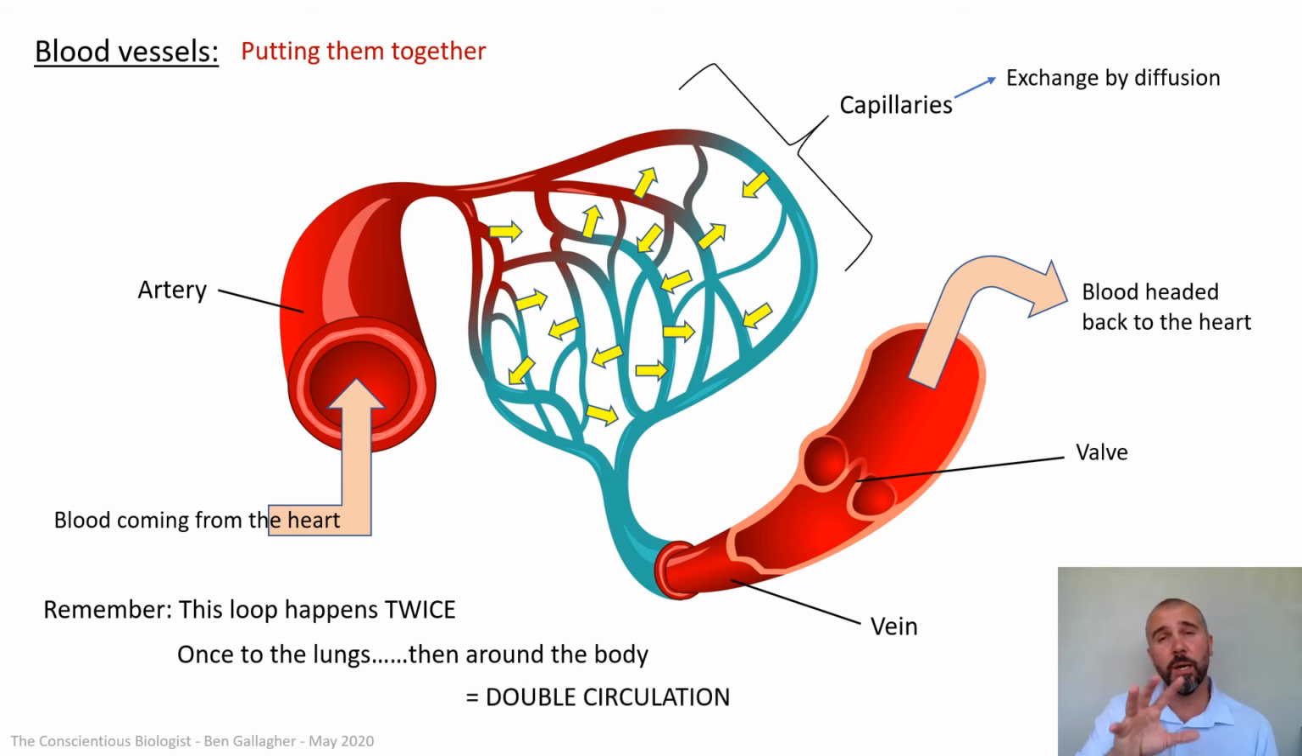And because it's that double loop, it's called a double circulation or double circulatory system. So if you see that term anywhere, the double circulatory system, that's what we have. 1 circuit around the lungs, 1 circuit around the body. It's more efficient that way.